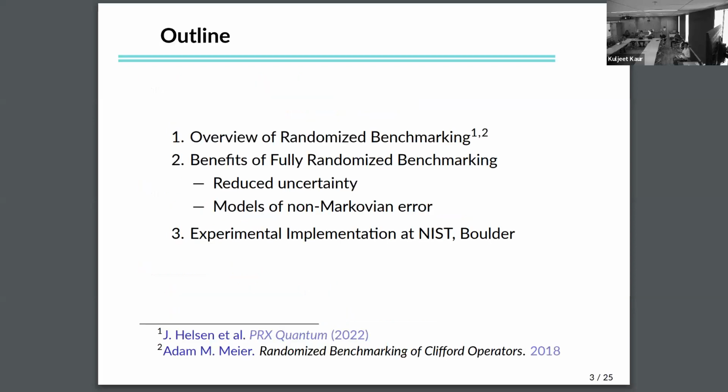In terms of that, here's an outline. I'll start by giving an overview of randomized benchmarking. I'll explain what that is and why it's useful. I'll talk about the benefits of fully randomized benchmarking. Just to say what those are quickly, two of the main ones are reduced uncertainty in the inference for randomized benchmarking, and also these models of non-Markovian error that we've been recently interested in. I'll introduce all this, then I'll talk about a very recent experimental implementation of fully randomized benchmarking that happened at NIST in Boulder. That's the outline. We should have plenty of time for questions during the presentation, so if you want to ask something, just go for it.